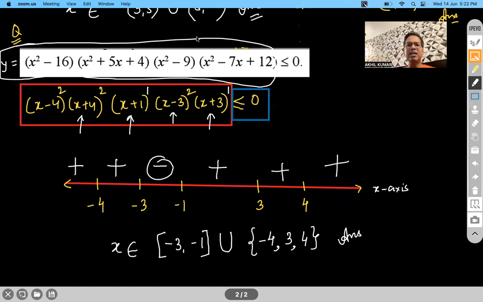No, don't look at the end result, Advika. The end result is something you will take care of after putting the sign. So what are we doing? We are ignoring this information as of now, and we're just trying to give a sign to this number.